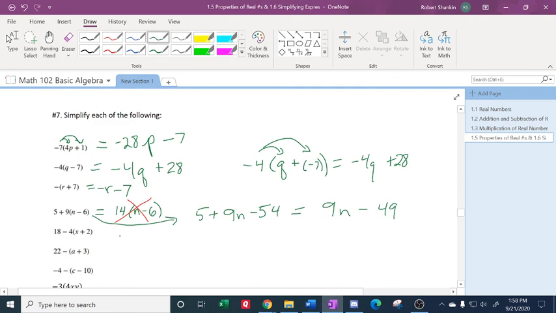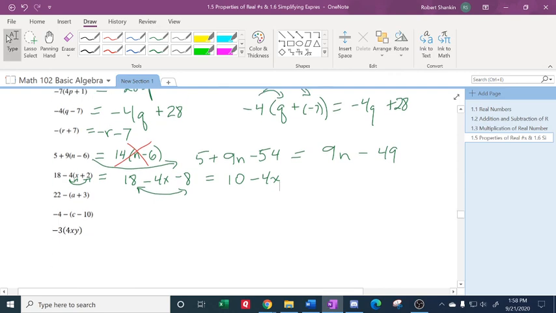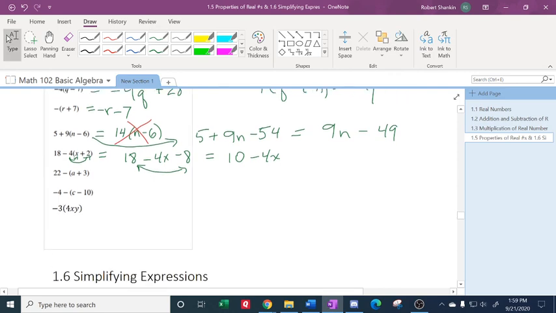Okay, and we're going to do this one. I've got to distribute this first. Then these two are what we call like terms. We get this. All right, now that's all I wanted to do from that set.